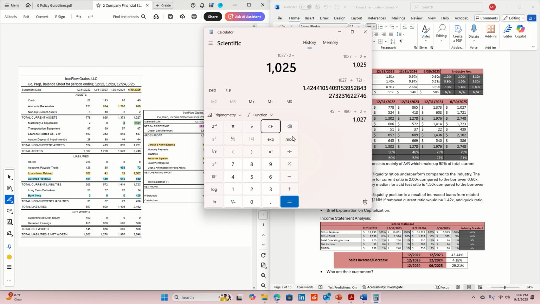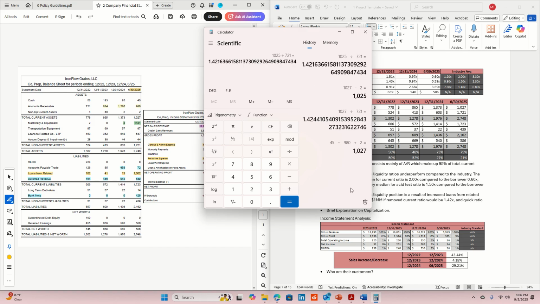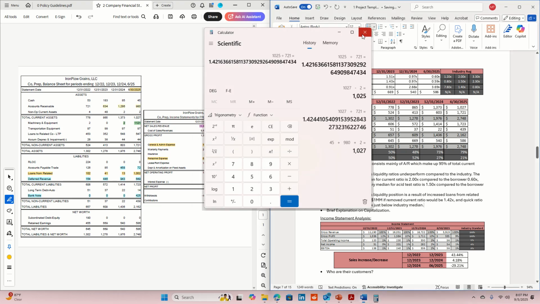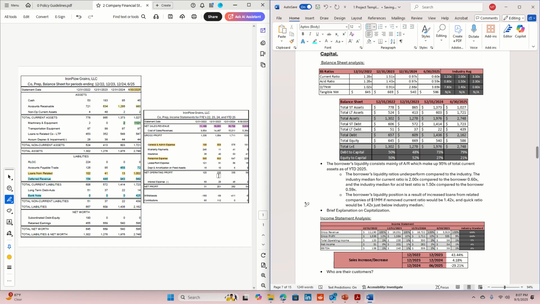So that's going to be in the numerator, divided by 721, which is 1.42. The ratio would be 1.42x, just below the industry median, right? Okay, so now to explain how subordinated debt works.